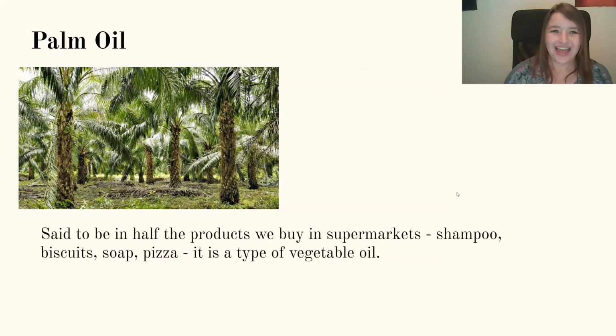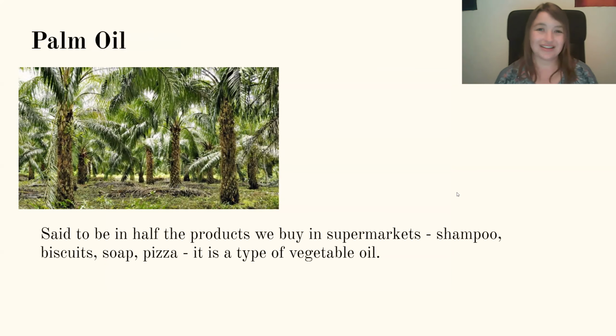So, it is said that half the products that we buy in a supermarket, so shampoo, toothpaste, biscuits, pizza, soap, all the things that you probably would buy in a supermarket, have got palm oil in. Just think about that for a minute. Things that we buy in our supermarket have got palm oil, things that are grown in rainforests, in a different ecosystem, far, far away from us.